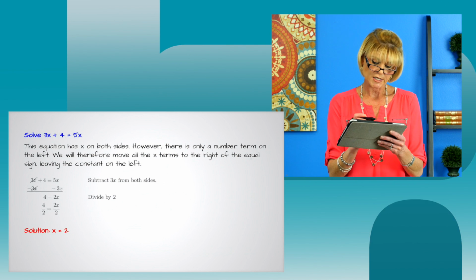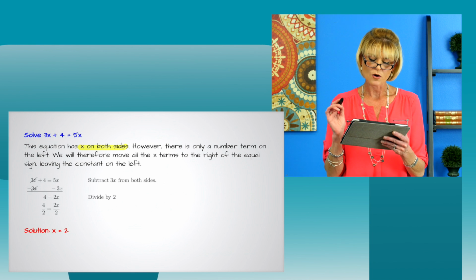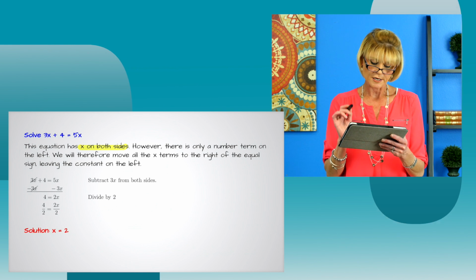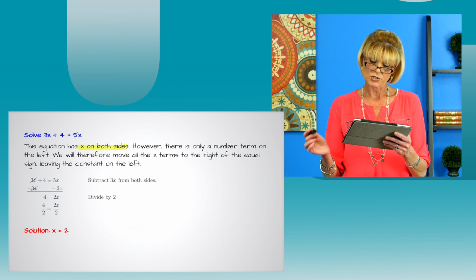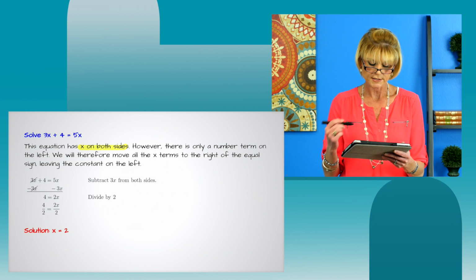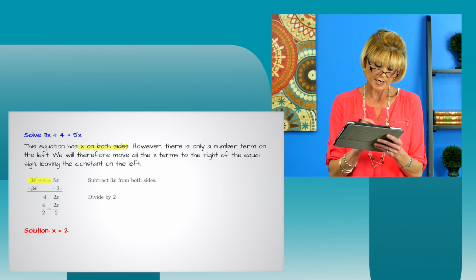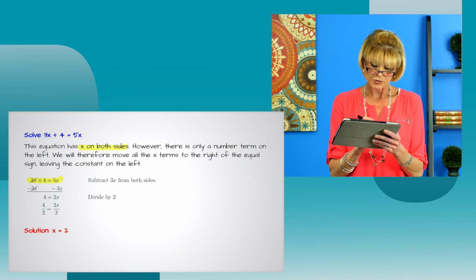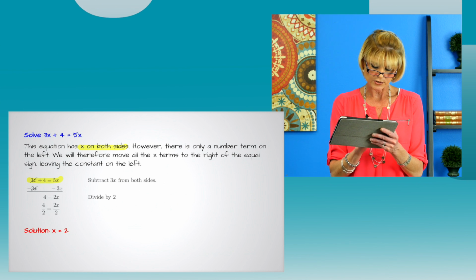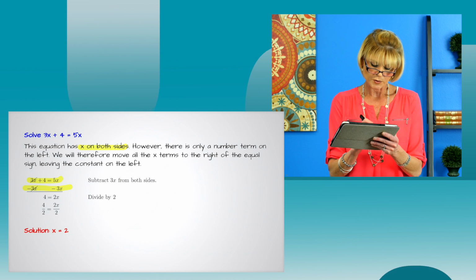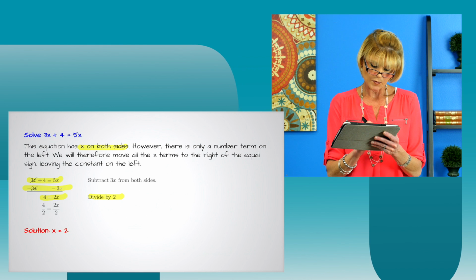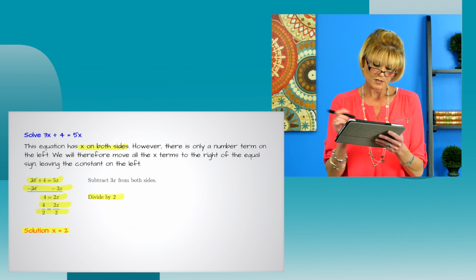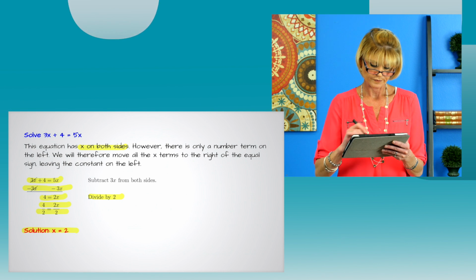This equation has x on both sides. However, there's only a number term on the left. So what we're going to do is move all the x terms to the right of the equal sign, leaving the constant on the left. So we have 3x plus 4 equals 5x. All we have to do, same thing, inverse operation, is subtract 3x from both sides, which gives us 4 equals 2x. We divide by 2, and we get the solution, x equals 2.